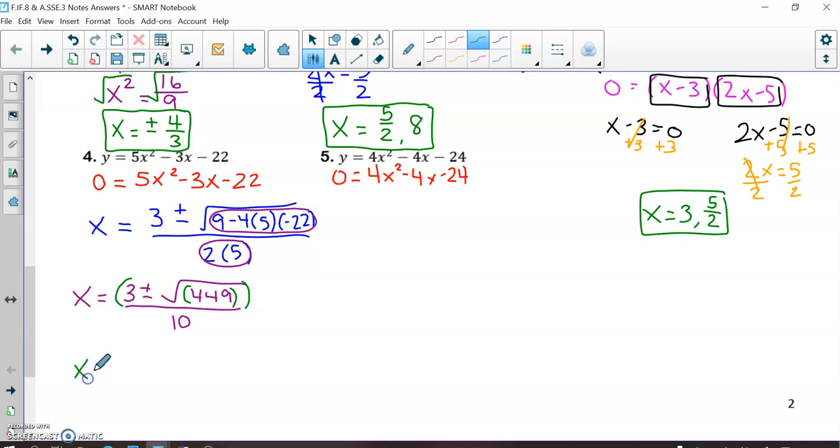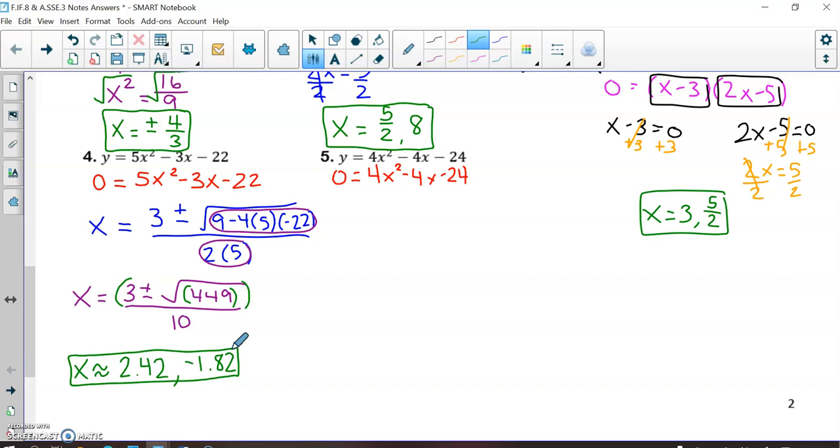And it does say to round to the nearest hundredth if we need to round, and in this case we do. I get 2.42. Now I'm going to do the same thing, only I'm going to do a minus sign instead. Parentheses 3 minus the square root of 449, close your parentheses twice, divided by 10, I get negative 1.82. And those are your two x-intercepts.